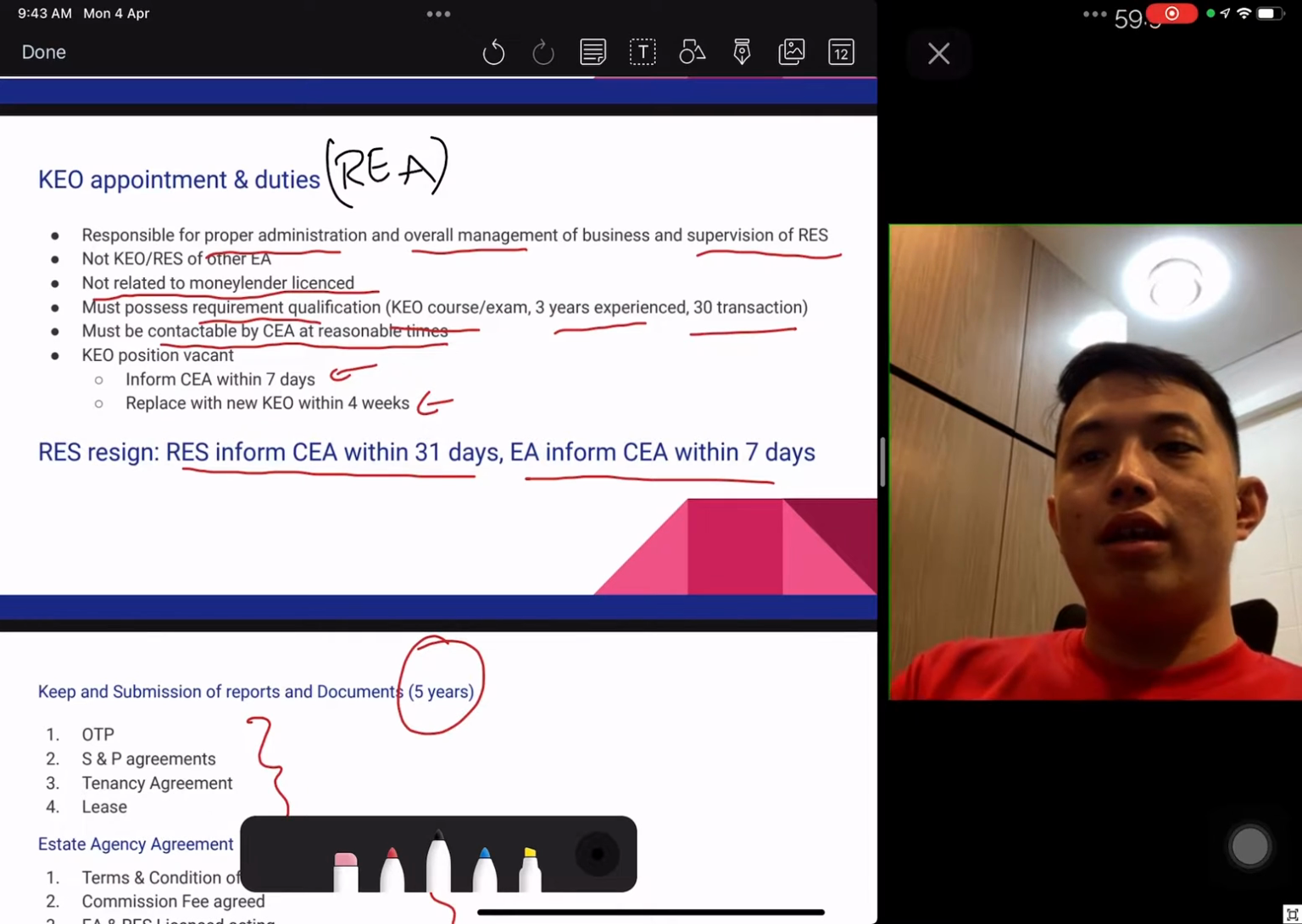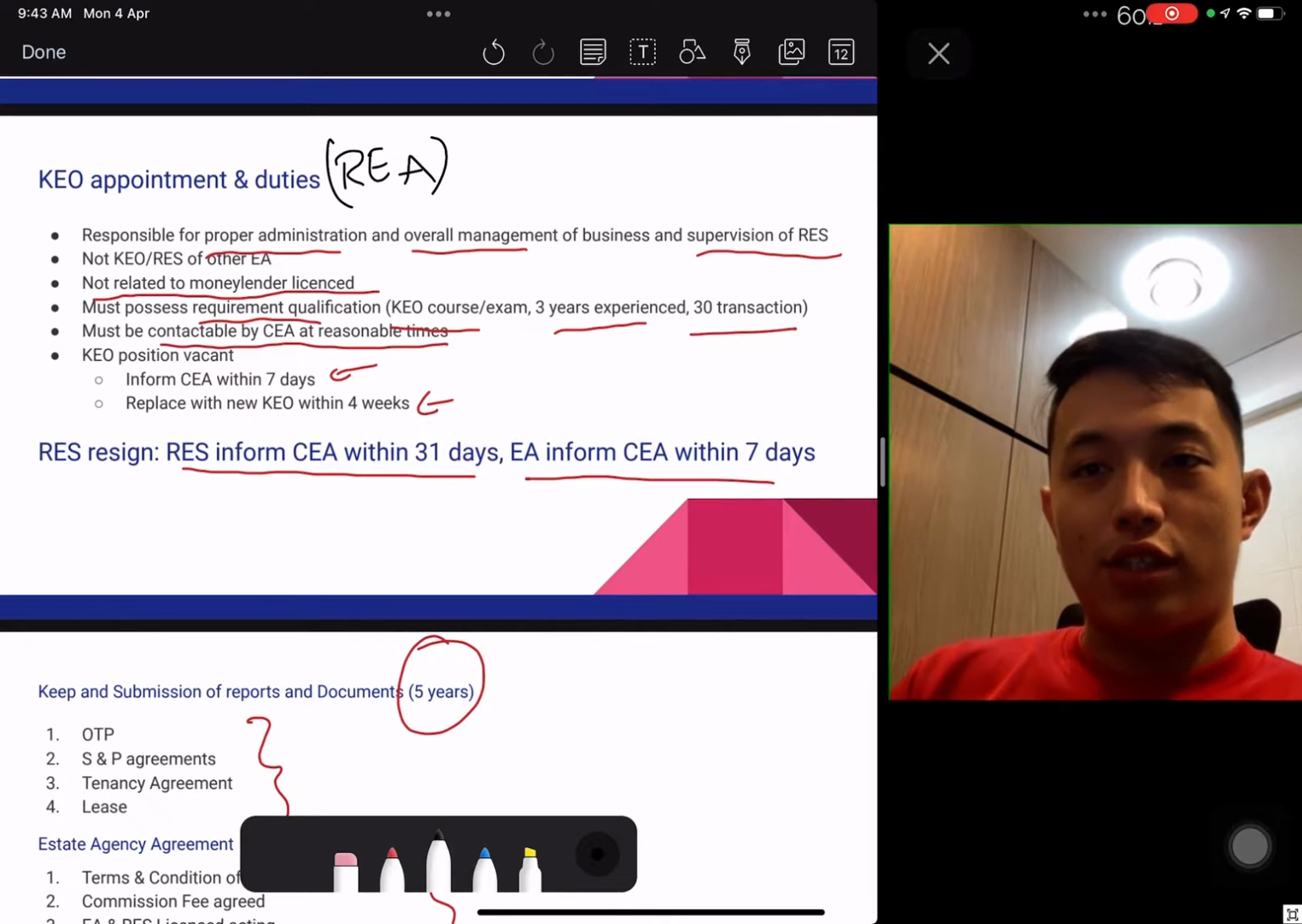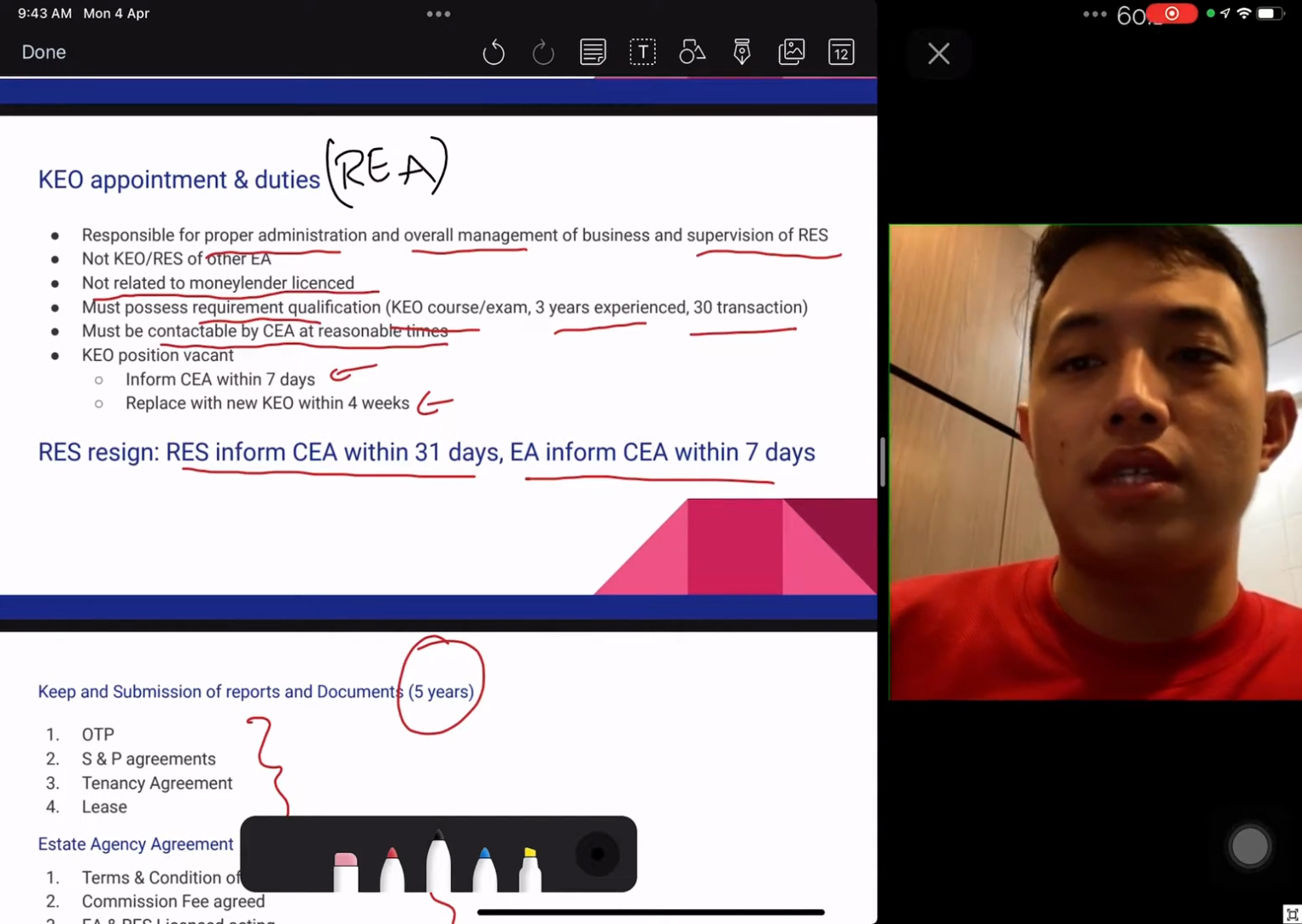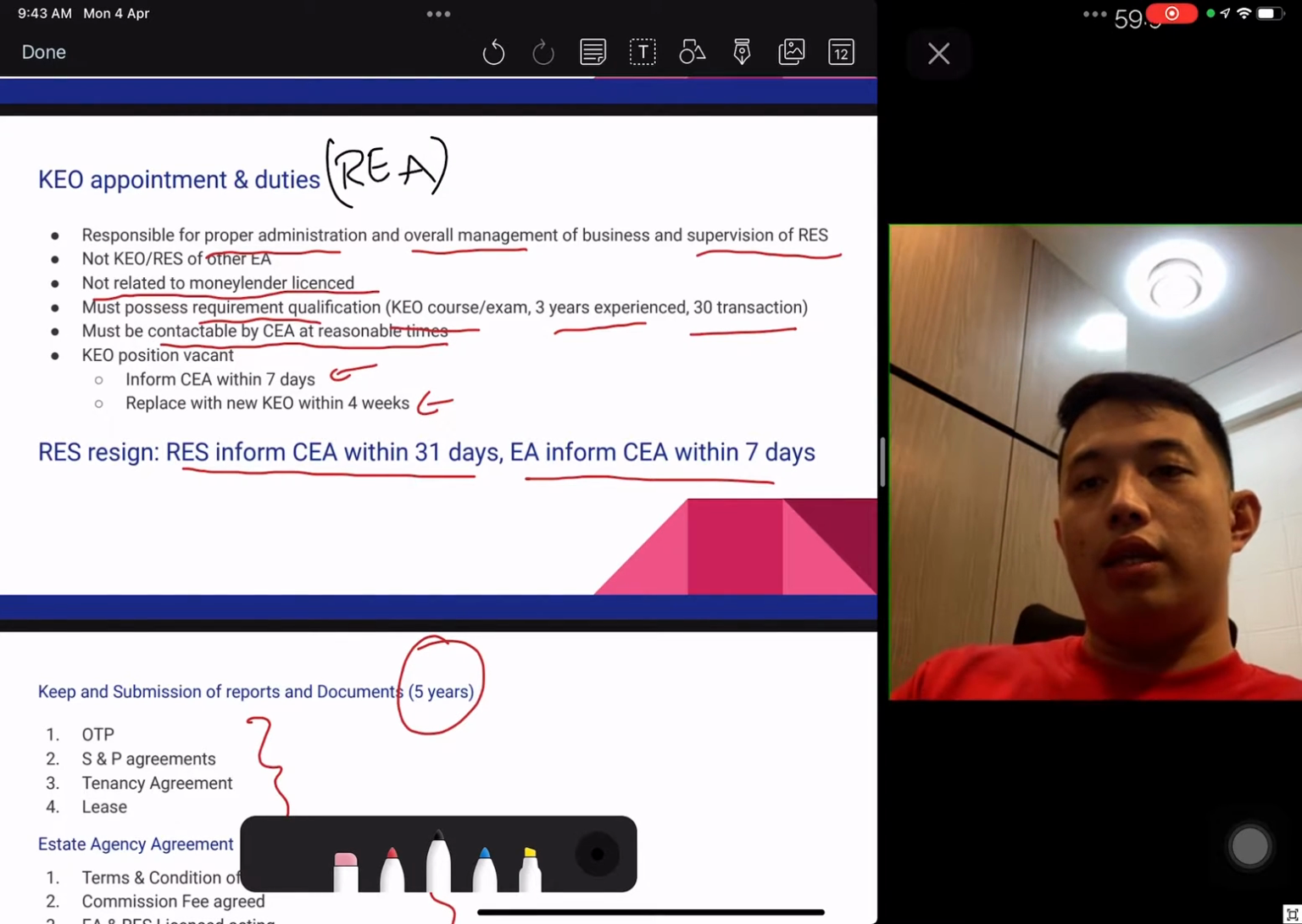So for any RES resignation, if you are the RES yourself, you are responsible for informing CEA within the next 31 days, and the EA will inform CEA also within the next 7 days.